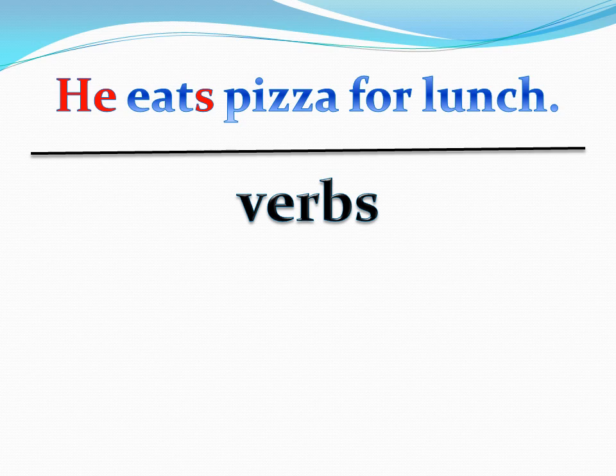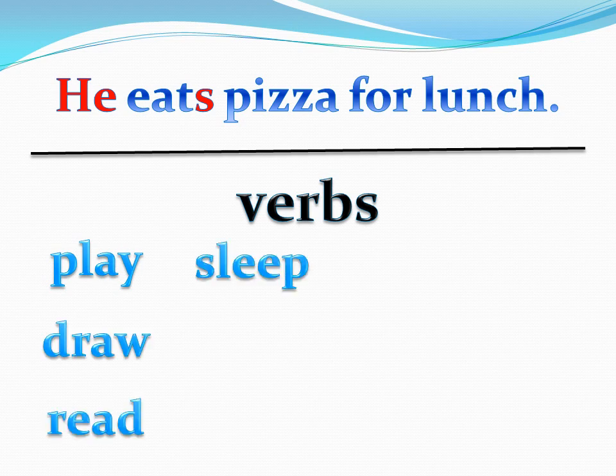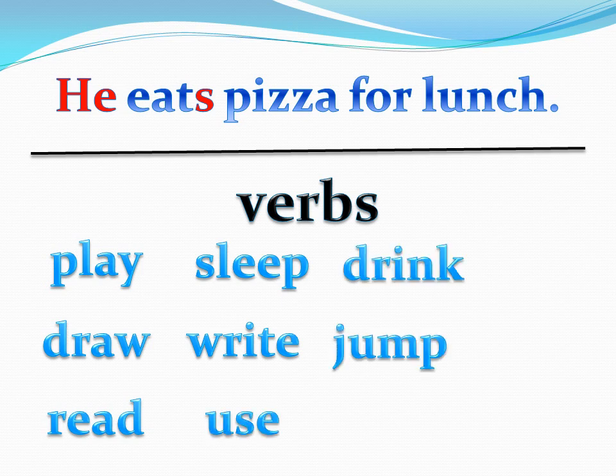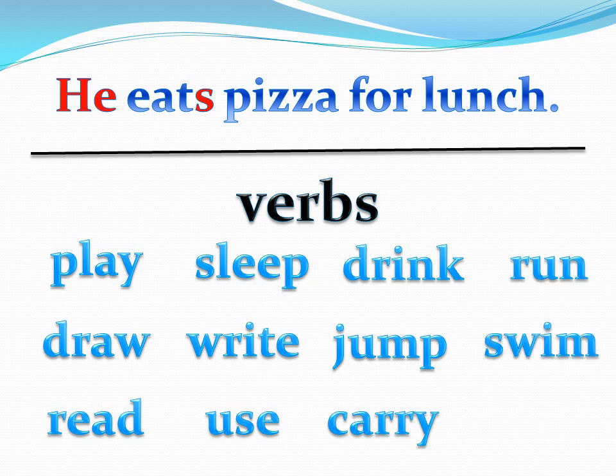Verbs are actions that we do. Like what? Play, this is a verb. Draw, read, sleep, write, use, drink, jump, carry, run, swim, and wash. Of course, there are a lot of verbs in English. Those are just examples. So, what is the verb? The verb is the thing or the action that you do. And when you add S or ES or IES in the sentence, you add them to the verb, the thing that you do.